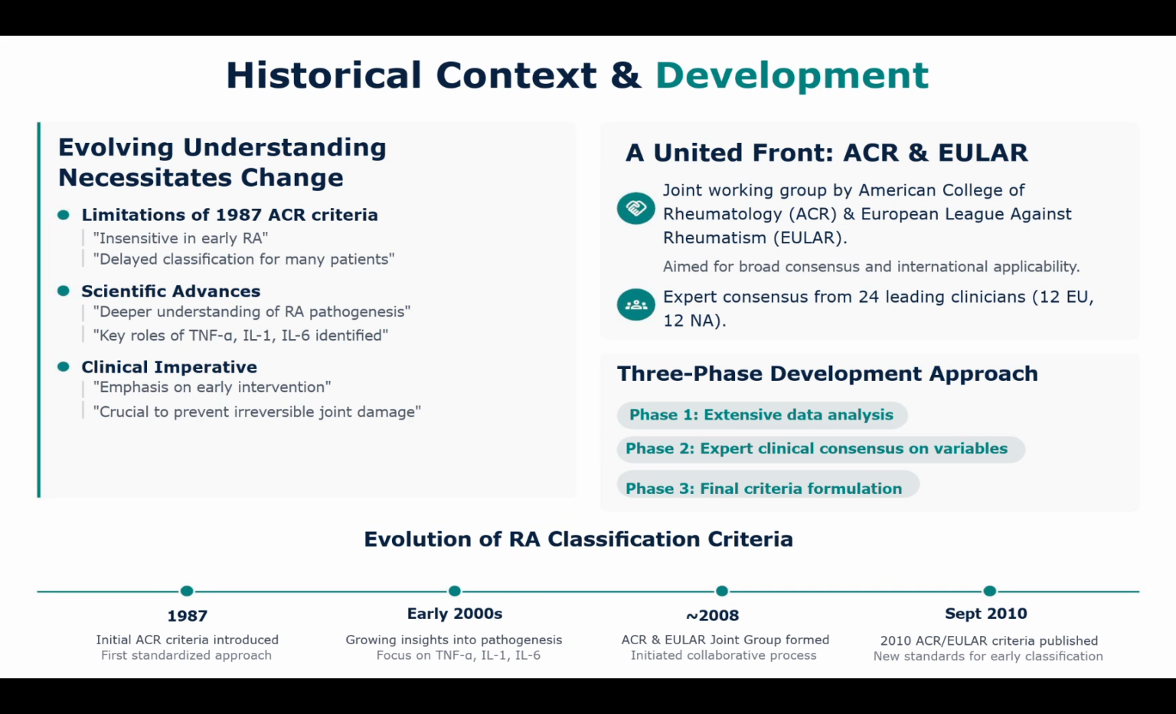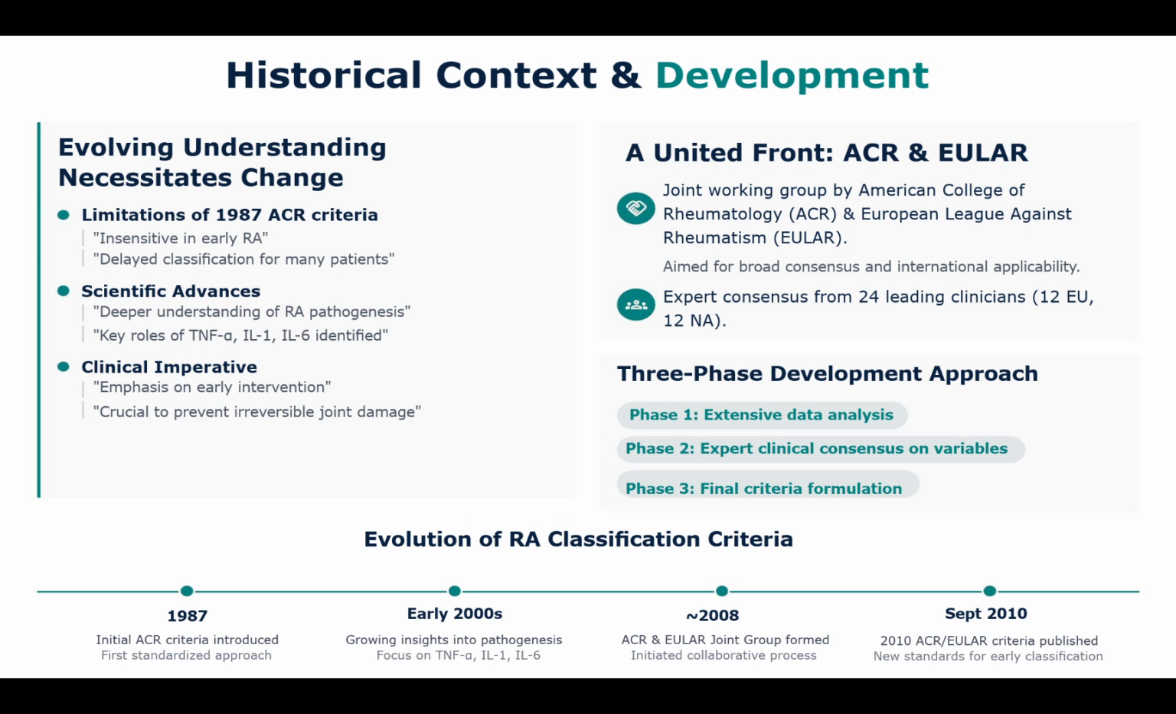To really appreciate how significant the 2010 criteria are, we need to take a quick look back in time. There was a clear need for something new because the earlier 1987 ACR criteria had some definite limitations. They often weren't sensitive enough to catch early rheumatoid arthritis, which meant delays in classification and, more importantly, delays in getting people the treatment they needed.